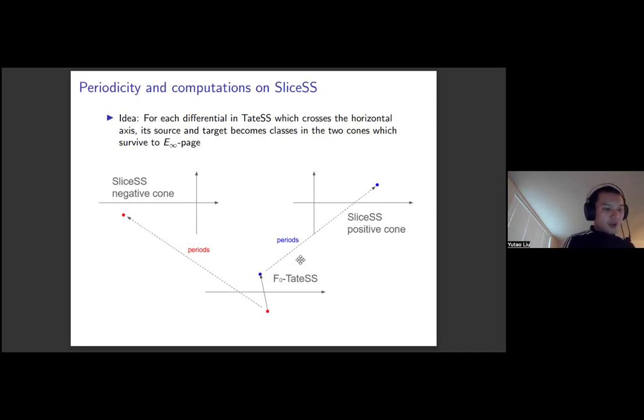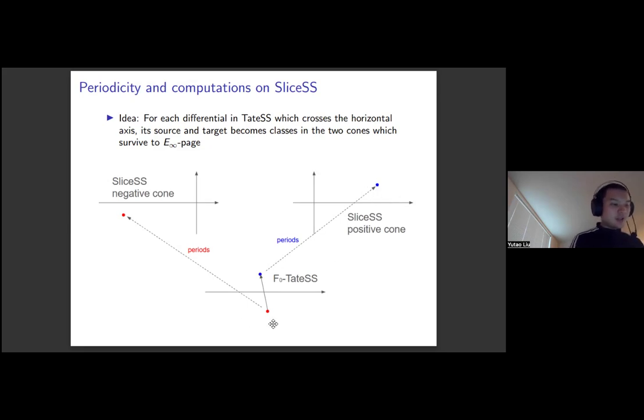So whenever you have a crossing differential in Tate, crossing the horizontal line, since you can always move the top line by several periods to make it inside the region of the positive cone between slope 0 and slope 1, it will correspond to a point in the positive cone of the slice spectral sequence.